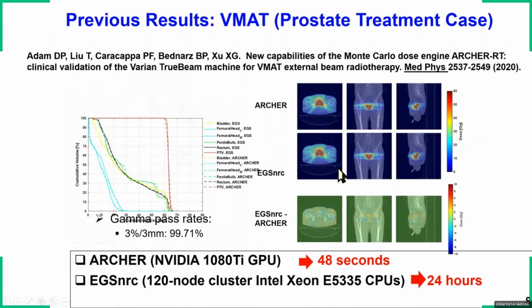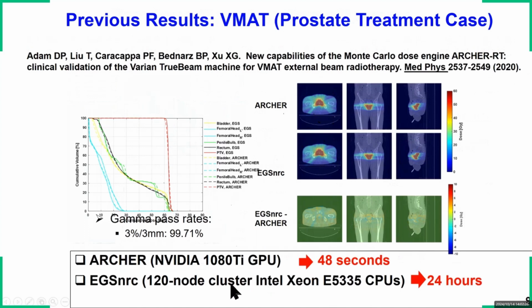Previously, we also performed a study for a procedure called VMAT for treating prostate cancer. In this paper that was published in 2020, we compared results from ARCHER with those from EGSnrc. As you can see from the two-dimensional dose maps, the results agree with each other very, very well. In terms of dose volume histogram, the results also agree with each other closely.